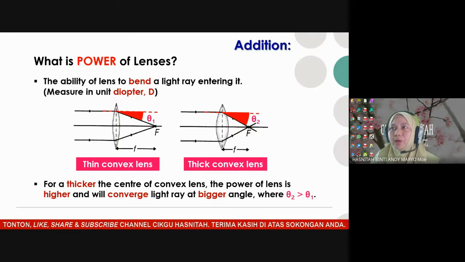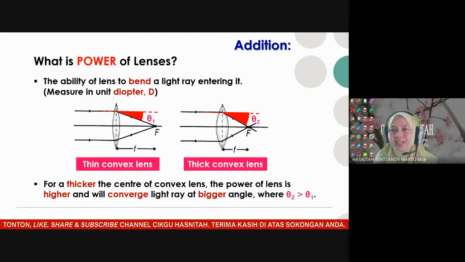So the first one, what is the power of lens? For those who are wearing spectacles, normally people ask, what is the power of your lens? 500. Some have 1000 power. So what does this power of lens refer to? Power refers to the ability of the lens to bend light entering it. So power shows you the ability of the lens to bend light entering it, and we measure power in a unit of diopter.